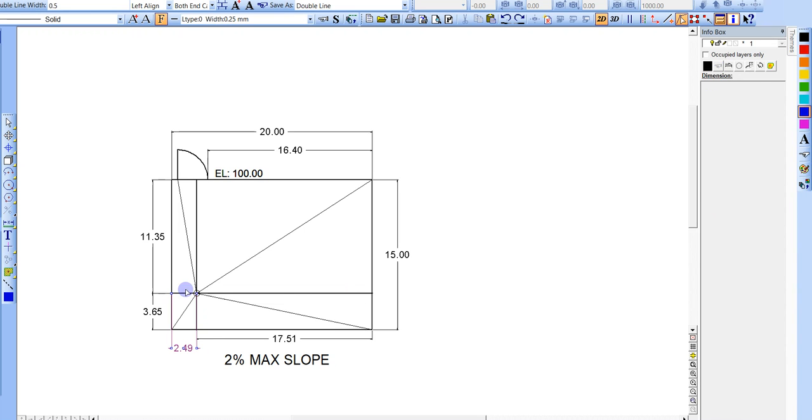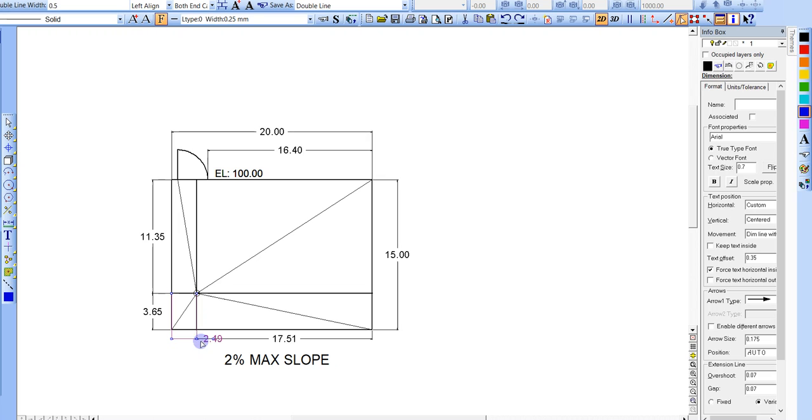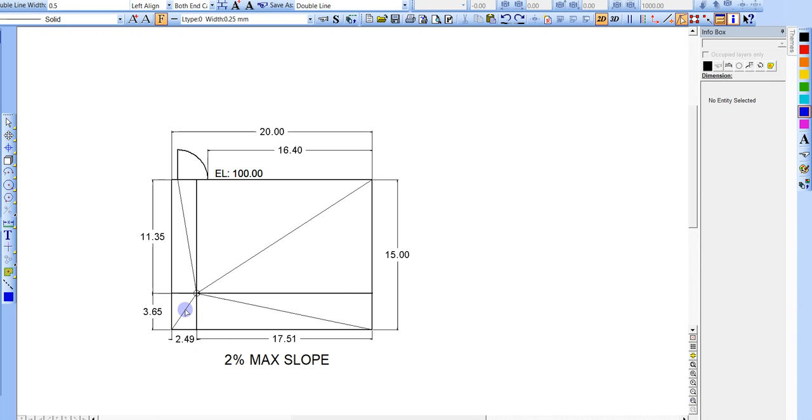Let's go back a little bit. So I want to get the dimension of these legs here. These are the perpendiculars to the drain, right? So you have the valleys, and you have the perpendicular from the walls to the drain, right? So in this case, this one's 2.49, and this one here is 17.51.